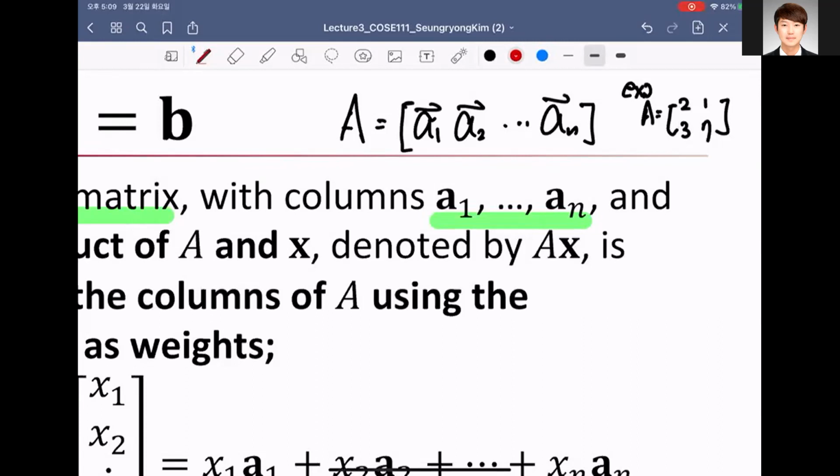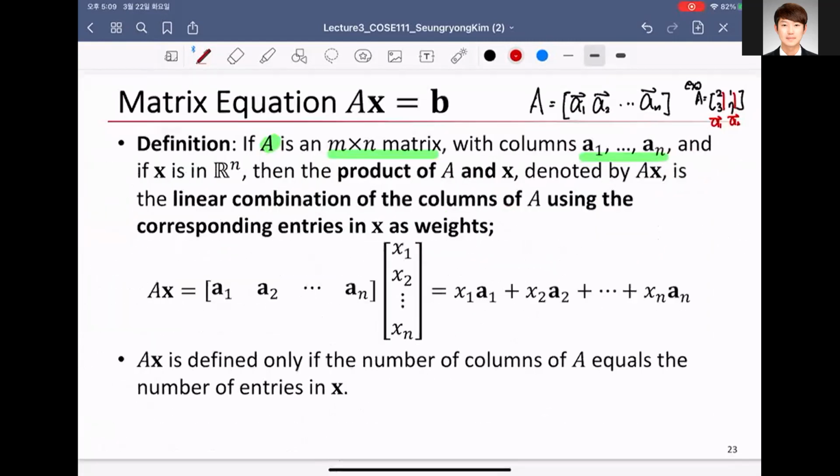자, A is, okay. So in this case, (2, 3) is called the a1 vector, small a1 vector. (4, 7) is called the a2 vector, right? This is the definition, right? 알죠? Column vector. If x is in R^n space, then the product of the matrix A and vector x, denoted by Ax, is the linear combination of the columns of matrix A using the corresponding entries in x as weights.